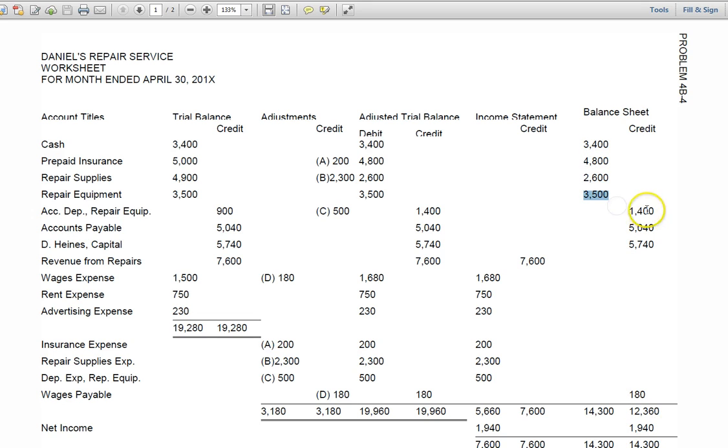And when you prepare your balance sheet, you're going to take that $1,400 credit item and use it as a subtraction against the $3,500, so that the book value, what's left in that equipment on the books, would be $2,100.